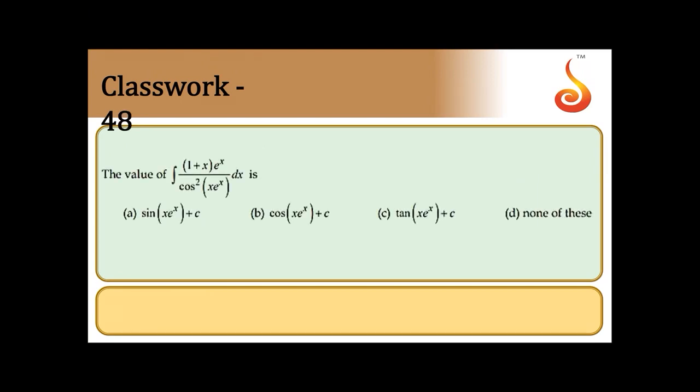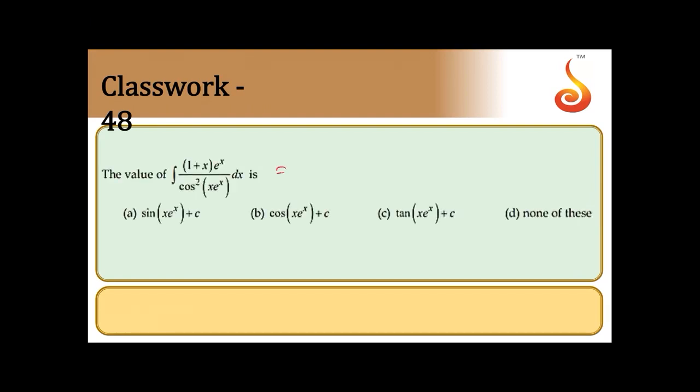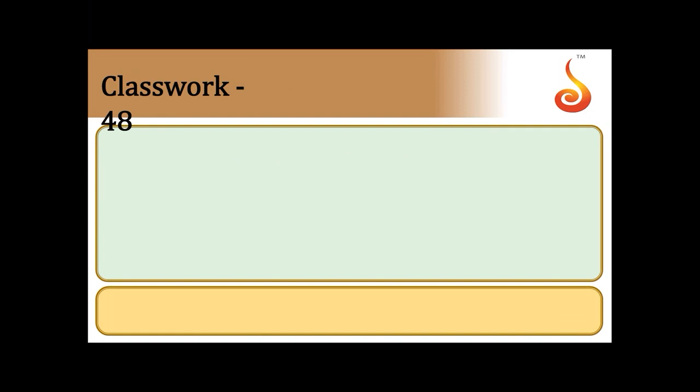Next one, integral 1 plus x e power x by cos square x e power x. Yes, of course, this could be written as integral secant square x e power x, and the numerator is the derivative of this one. So differential of x e power x, and therefore secant square t dt is nothing but tan. So the answer is nothing but tan of x e power x plus constant. So the answer is C.